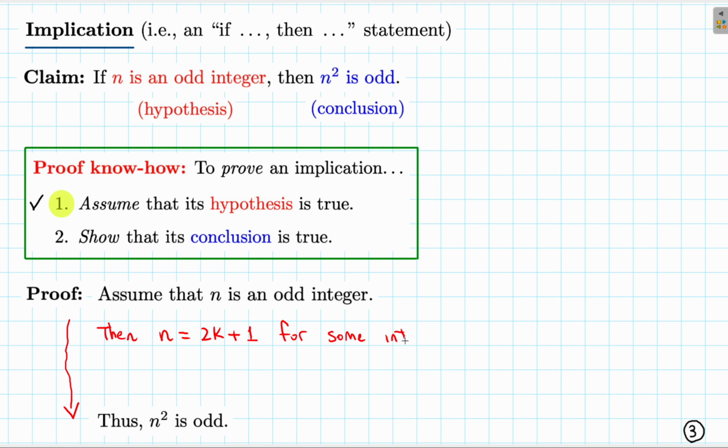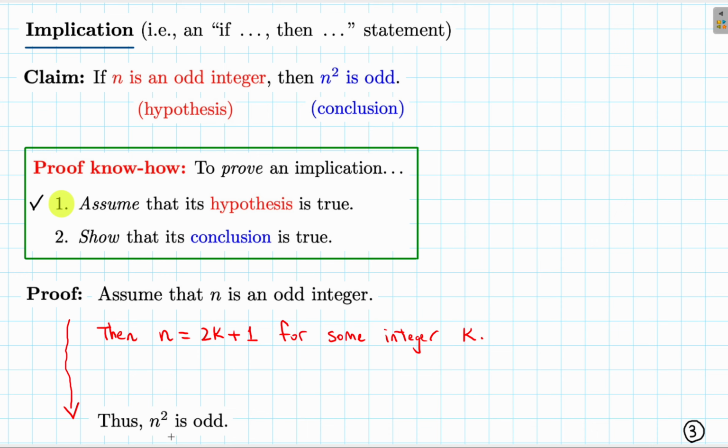Some integer k. Now, what's our next step? And I think with proof writing, one of the most difficult things is knowing what that next step should be. And oftentimes I like to look ahead at the end of our proof.